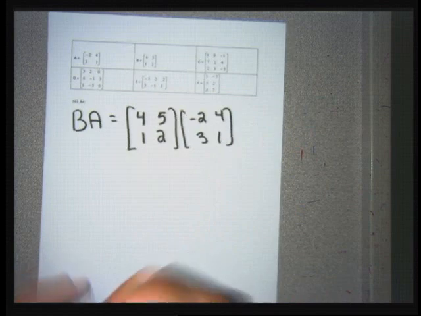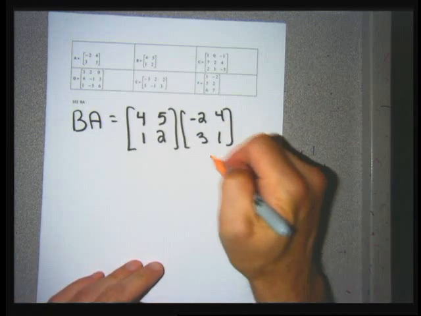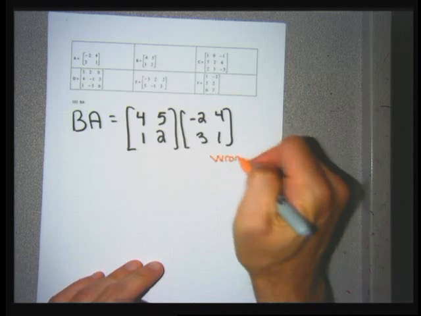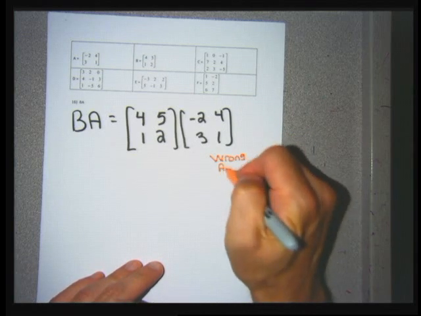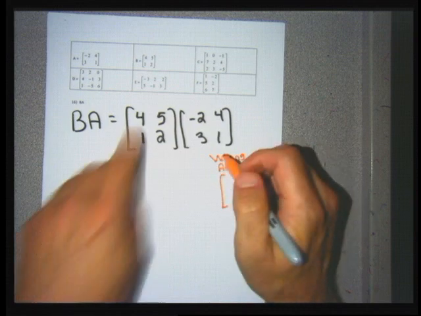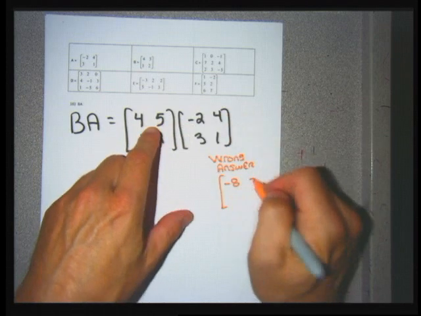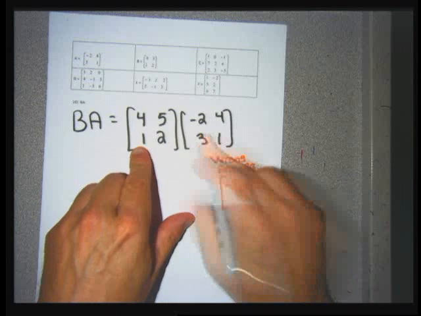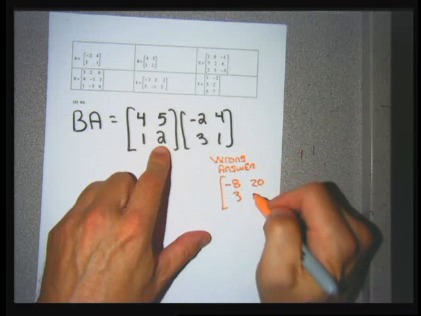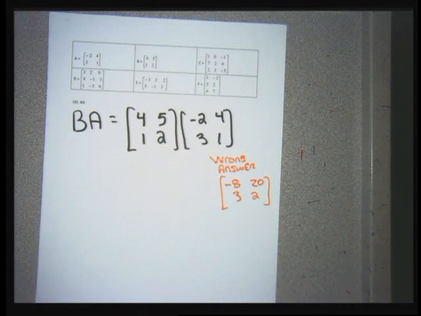If you've never seen matrix multiplication before, you'd probably think this is the answer. And this would be the most common wrong answer. If I was going to define matrix multiplication, I would define it like this. I'd go 4 times -2 is -8. 5 times 4 is 20. 1 times 3 is 3. 2 times 1 is 2. Then I'd be done. Unfortunately, that's not how matrix multiplication is defined.